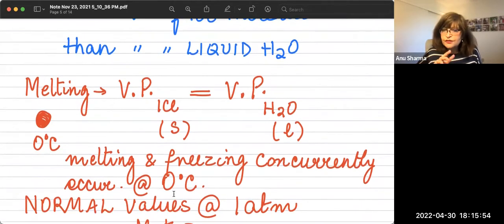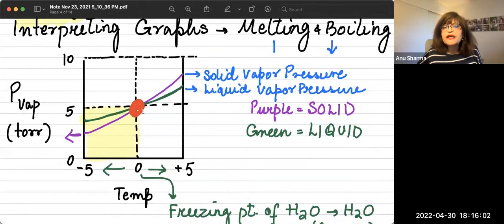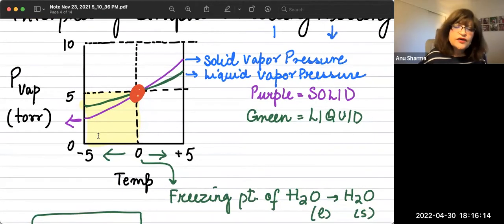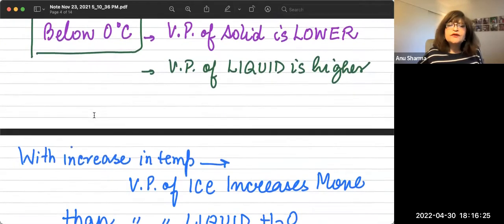But which phase is going to exist above and below that particular temperature and pressure? We just look at the graph and we can make it out. Here liquid will be preferred, and in this case the solid would be preferred, whichever has a lower vapor pressure. The lower the vapor pressure, the more quickly that phase is going to form. So liquid is going to form quicker here, and solid is going to form quicker here. So that's what it means.